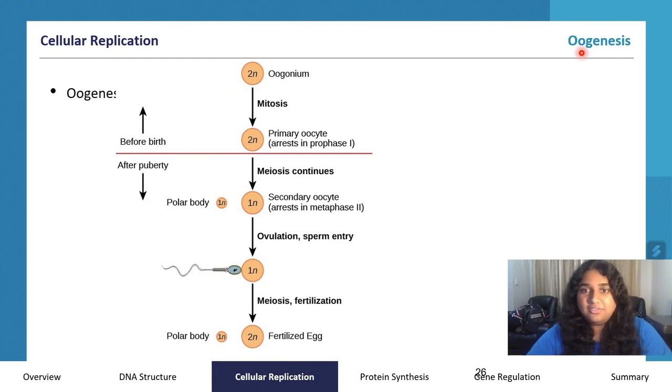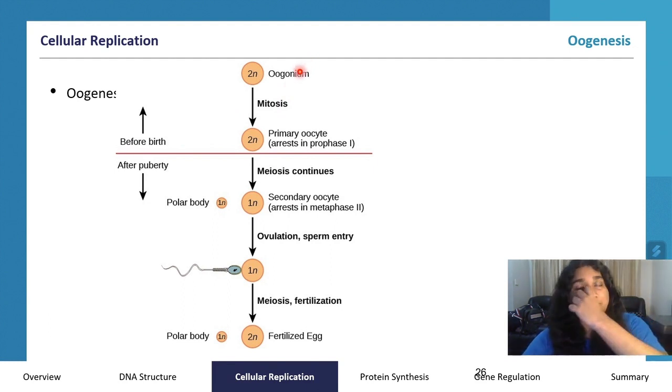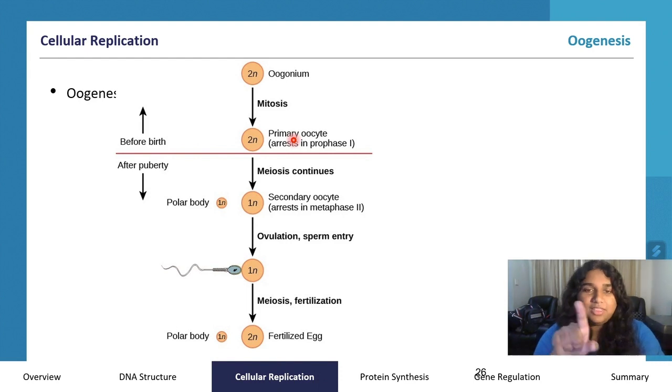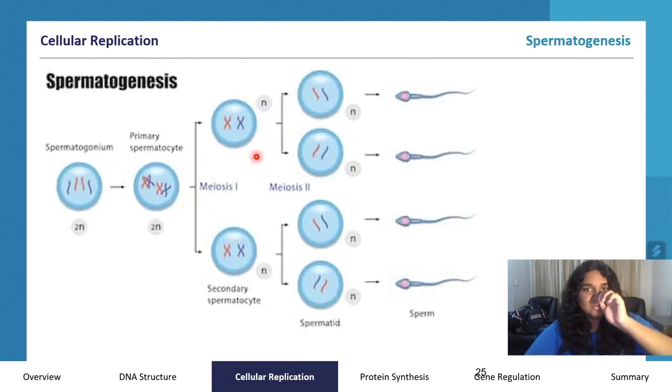Oogenesis, or the production of egg cells, is actually a lot more complicated. So before birth, all females will have a set number of eggs that are each 2n, called oogonium cells. And then through mitosis, all of their DNA will split into primary oocytes. However, this stays the same in prophase 1 until puberty hits and before the meiosis step can actually occur. So after puberty, you end up with meiosis 1 happening, which when it splits, so wait, let me go back.